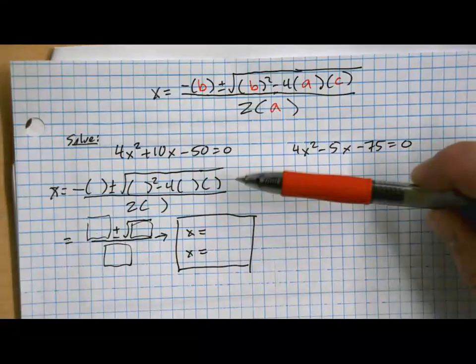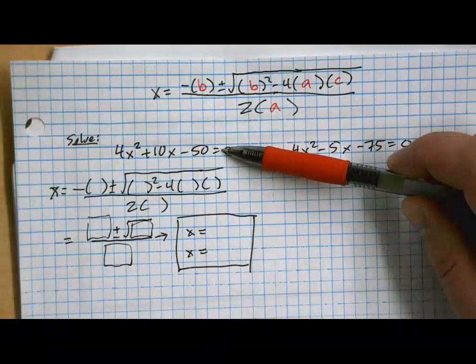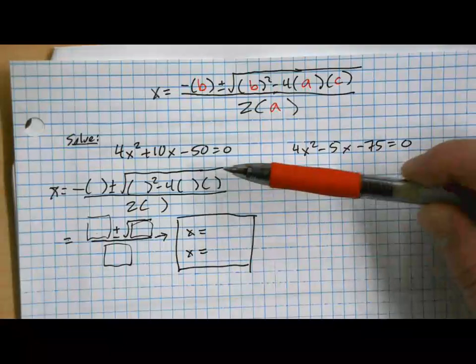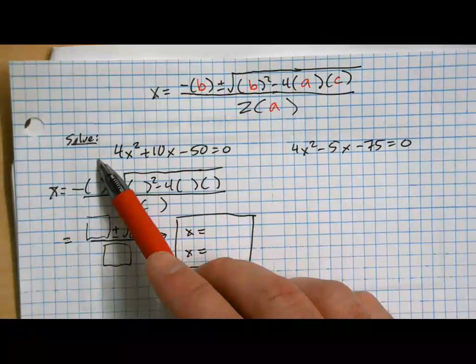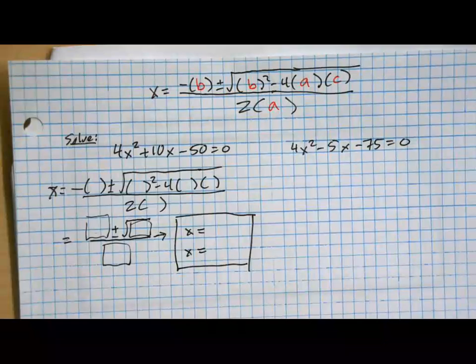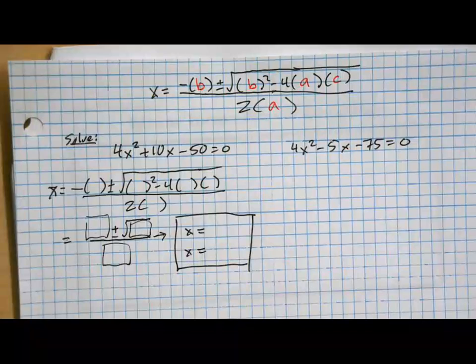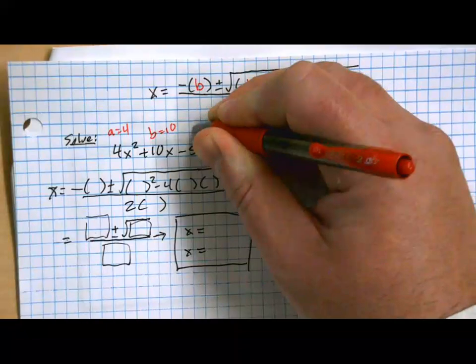I'd say if I didn't have a calculator to use, I would probably go ahead and do that, because it's going to make the math much simpler. But since we have a calculator anyways, let's use these numbers. Just keep in mind, I could have factored a 2 out of everything here and had smaller numbers to put into here, and we'd still get the same answers. But I'm just going to go ahead and use these numbers. A is 4, B is 10, C is negative 50.